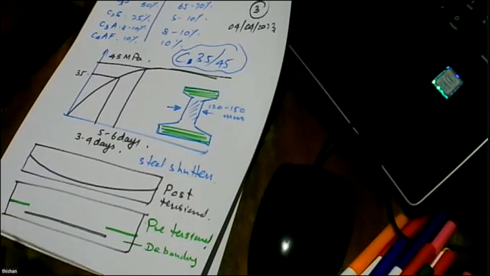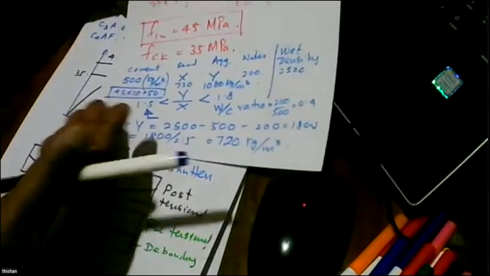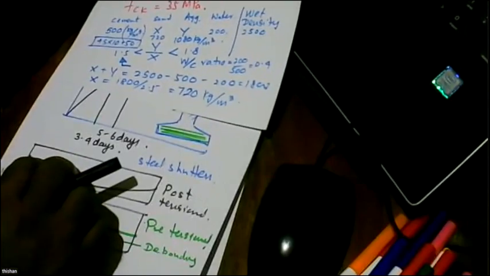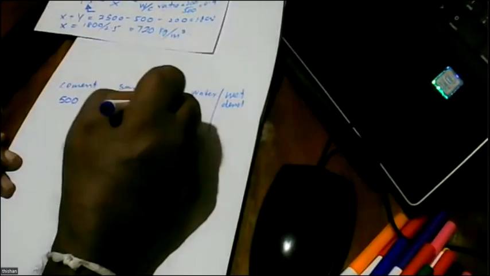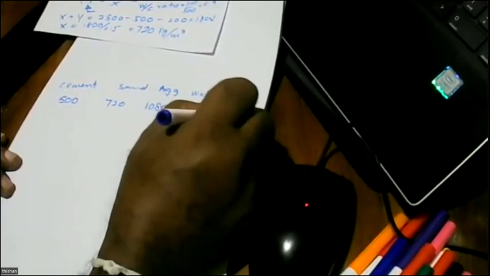But now, if you look at the price of cement at 50 rupees per kilogram, let's look at this mix to see how much it is going to cost. We need cement, sand, aggregate, water, and wet density. Here you need about 500 kilograms of cement, sand 720 kilograms, aggregate 1080, water 200, and wet density 2500. So these are the numbers.